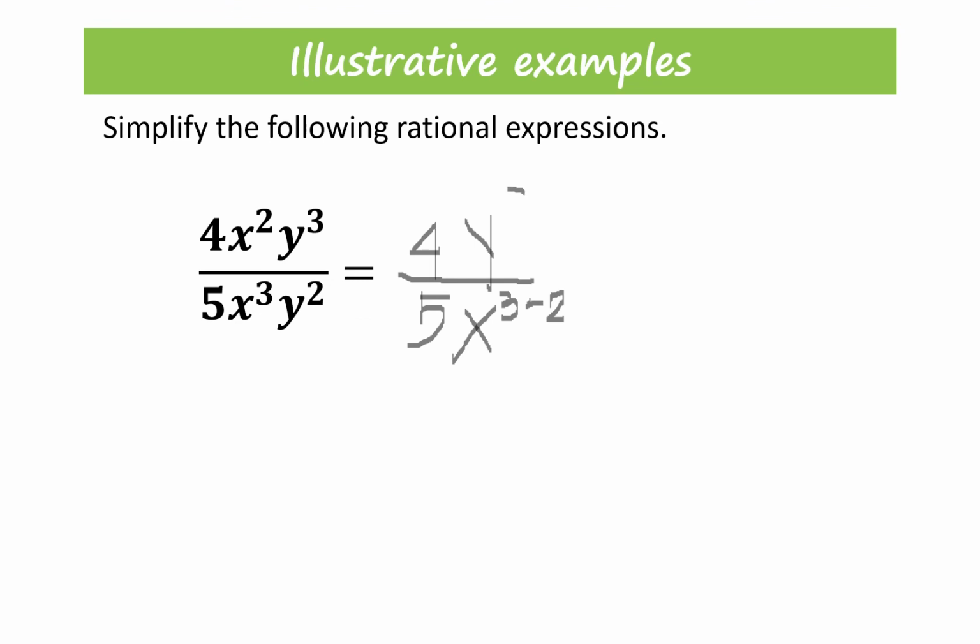So, and y is 3 raised to 3 minus 2. So, final answer. Okay, so final answer, so that will be 4. Okay, y raised to 3 minus 2. 3 minus 2 is 1. We don't usually write 1. And then for the denominator, so 5. And then x raised to 3 minus 2. 3 minus 2 is still 1. So that will be 5x. So therefore, that will be the answer, rather.